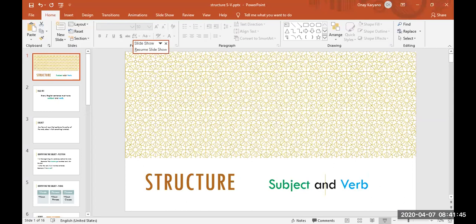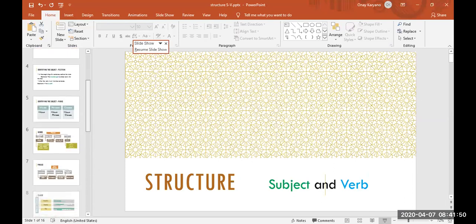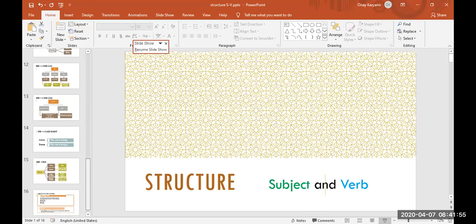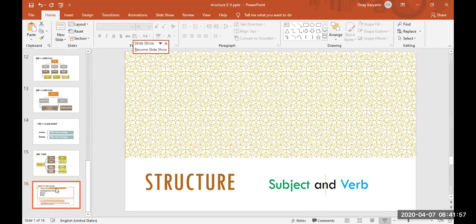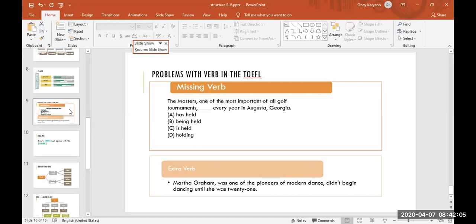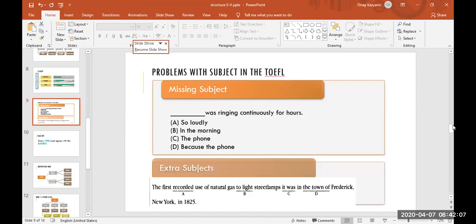Okay, time is running out because this meeting is limited, so I'm going to do it quickly. Now the question is: what problems do we have concerning the subject in a TOEFL test? In the TOEFL test, the main problems that we find concerning subjects are like this. The first is the missing subject.